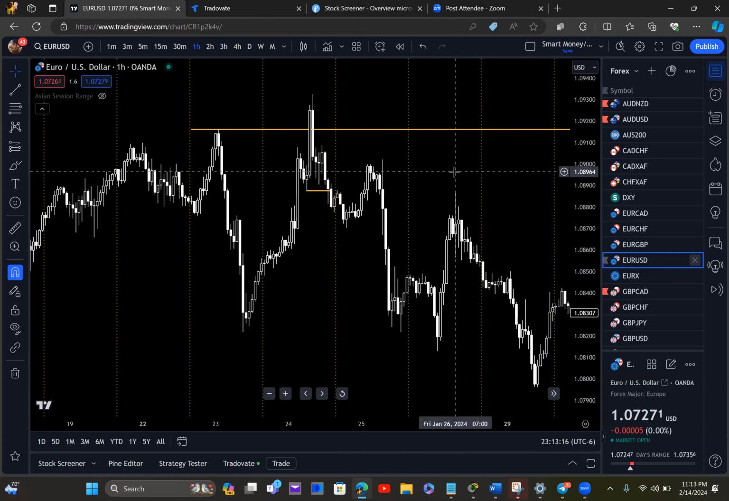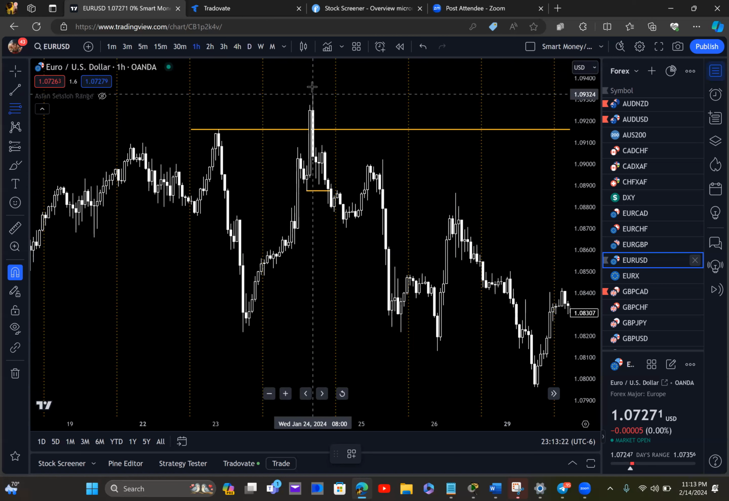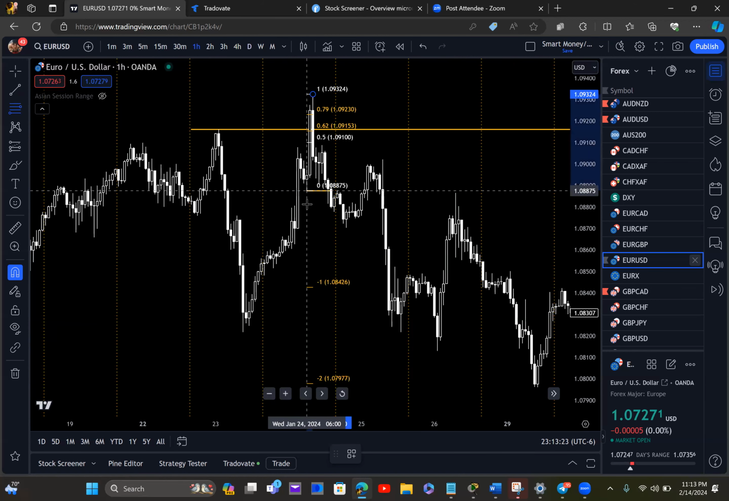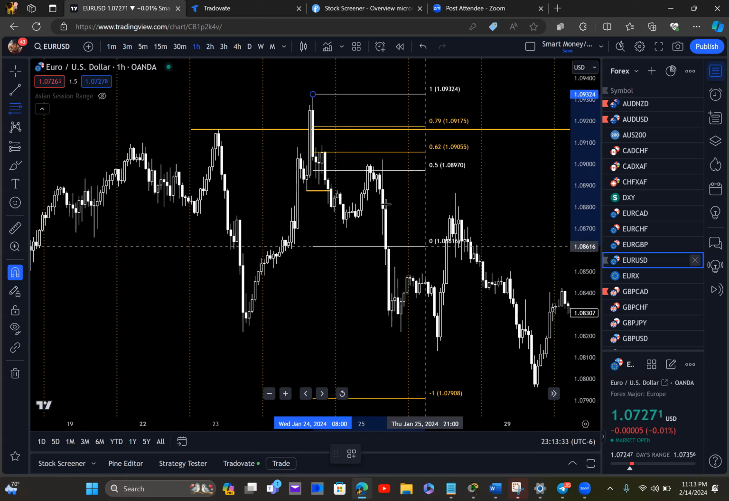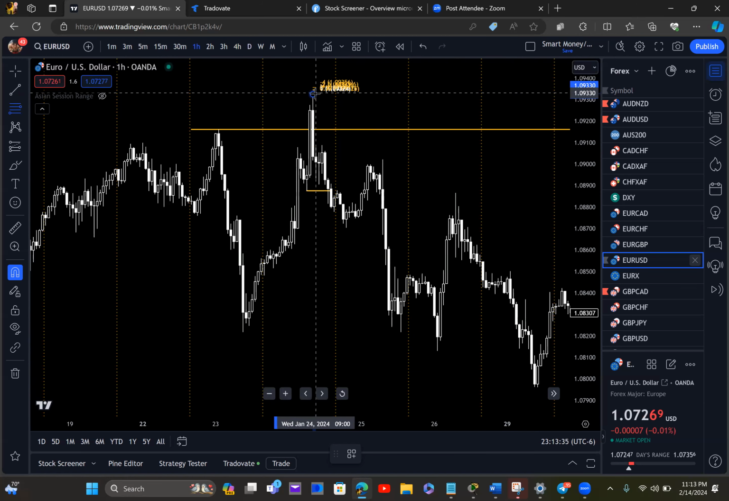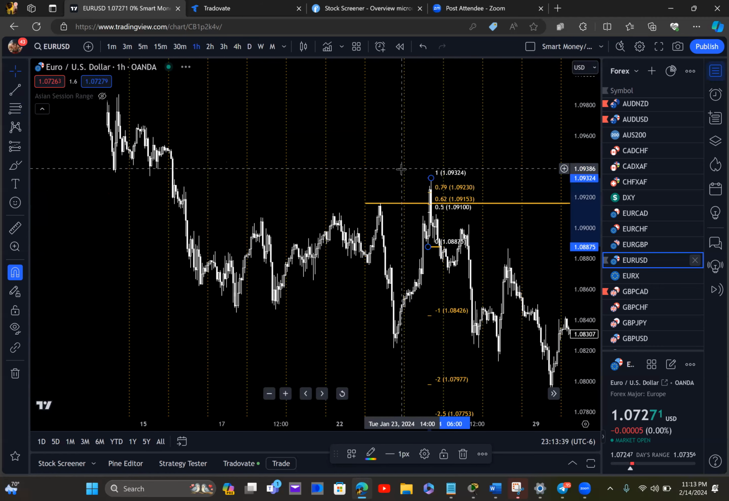So now what you want to do, pull out your standard deviation Fibonacci, put it from the high that took out liquidity to the structure that was broken right there. See right here? Normally when we place fibs, we go from left to right. Standard deviation, we go right to left. Boom. Look for the what?